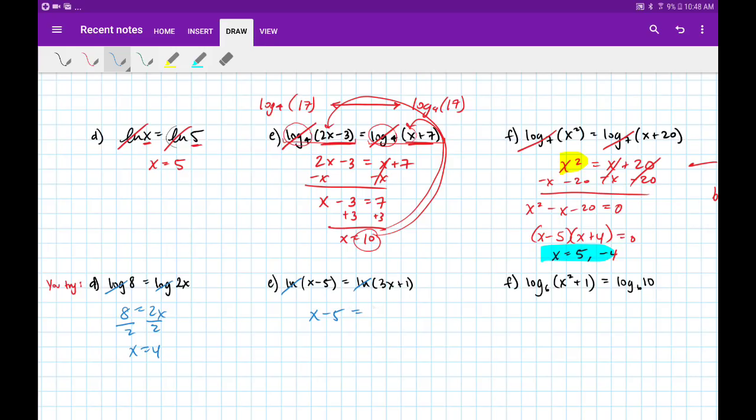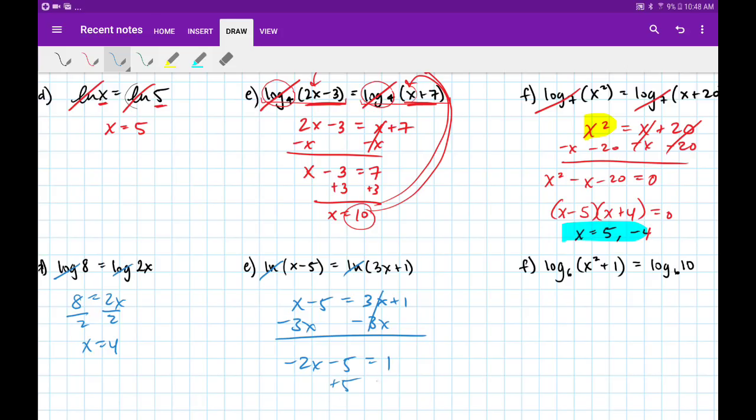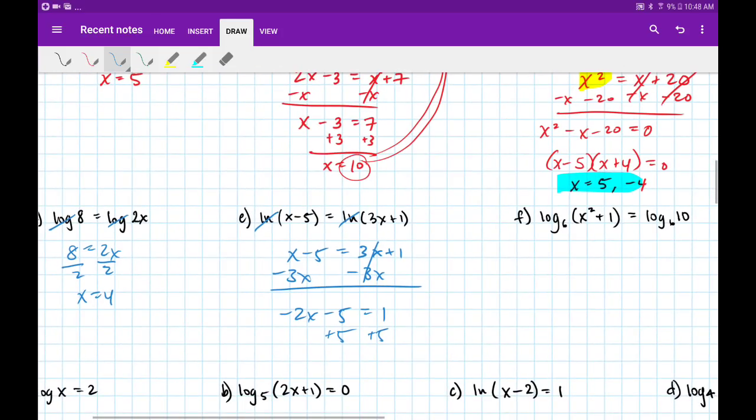So x minus 5 equals 3x plus 1. I'm going to minus 3x on both sides. I'll get negative 2x minus 5 equals 1. I'm going to add the 5. I'll get negative 2x equals 6. X equals negative 3.